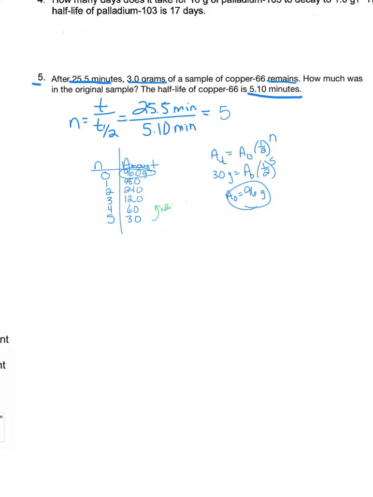So looking at this problem, I started with finding n, the number of half-lives, and then I either went to the chart method or I did the second equation, and I can find the initial or original mass.